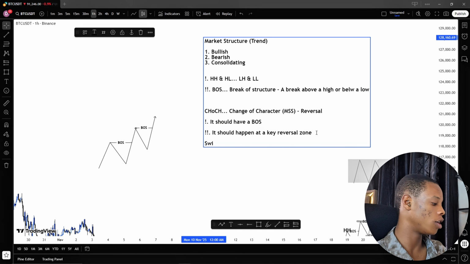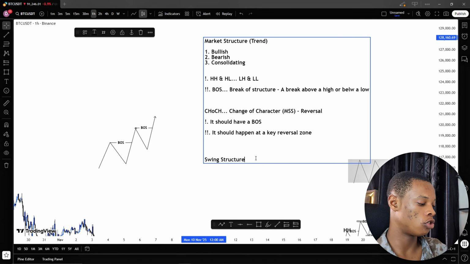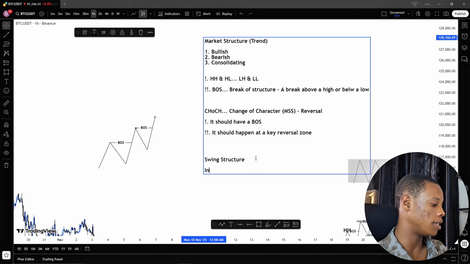We have what we call swing structures in the market. There's a difference between the main internal structure and the swing structure. Let me put the other one. The other one is like the internal structure. Then we have a swing structure. They are different. They have differences, right?